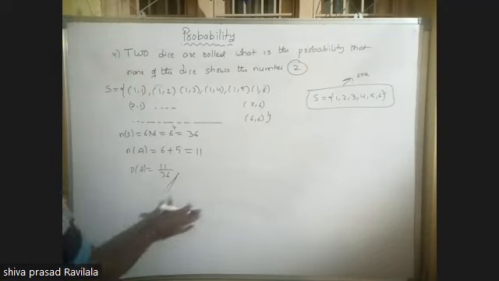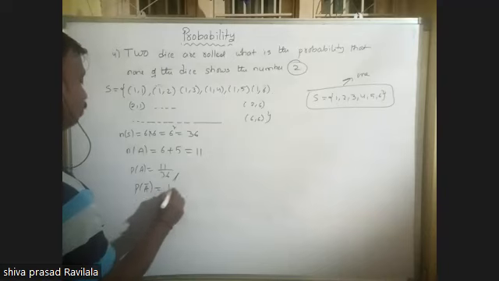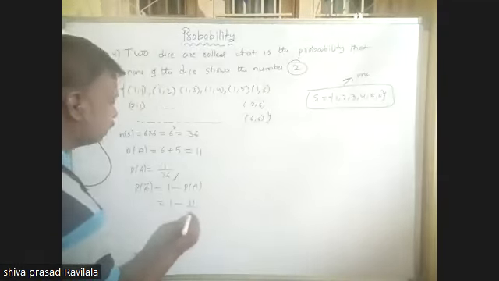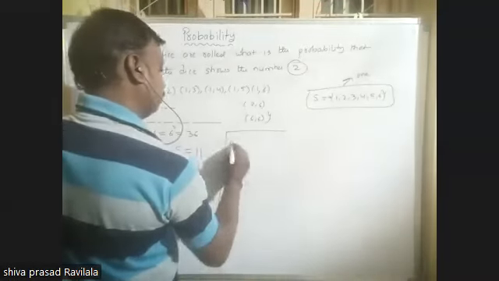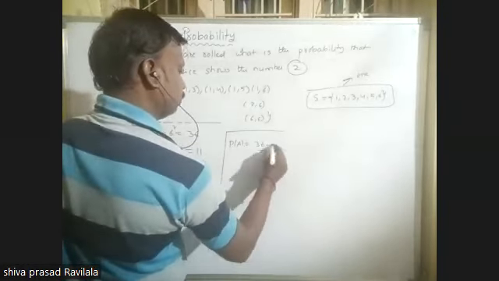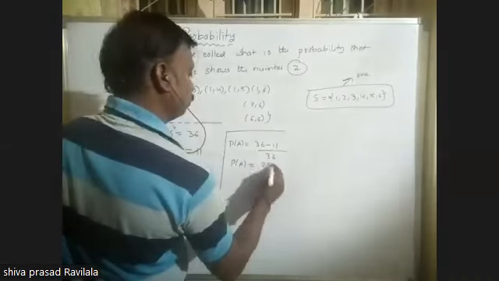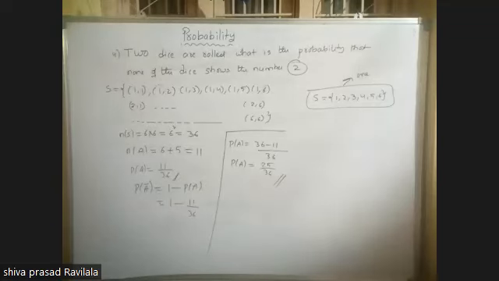They ask for the complement, sorry. The probability of A complement is equal to 1 minus P(A), which is 1 minus 11 by 36. Okay, therefore, taking LCM 36, that is 36 minus 11, and P(A complement) is equal to 25 by 36. I think your doubt is clarified.